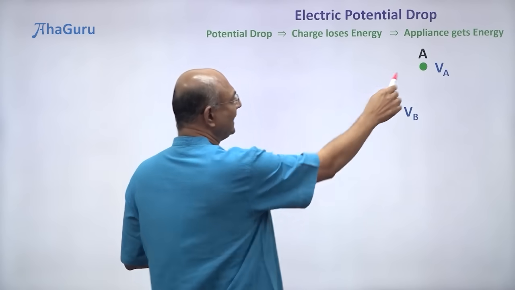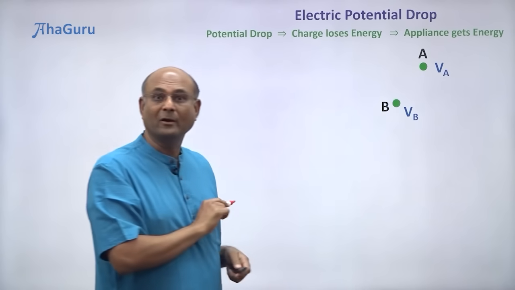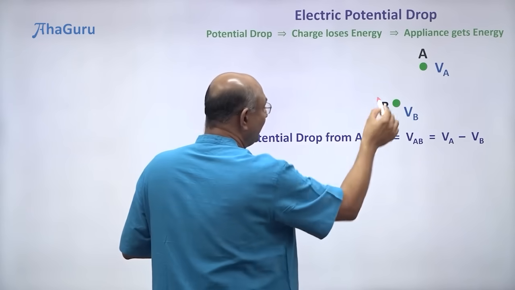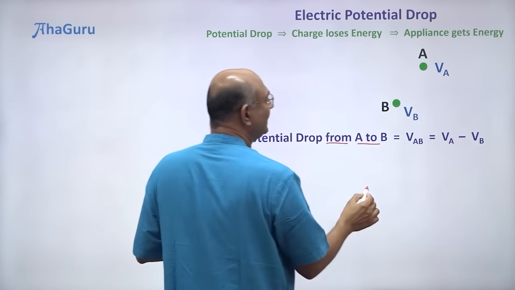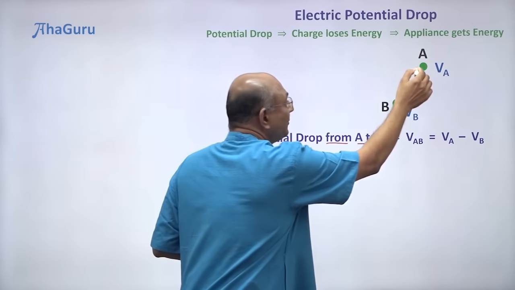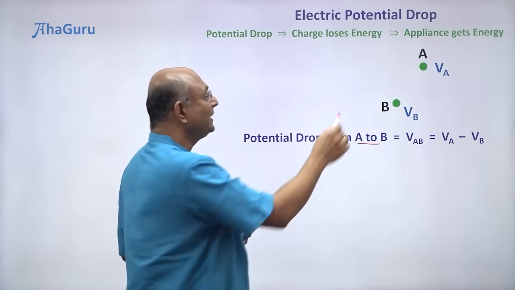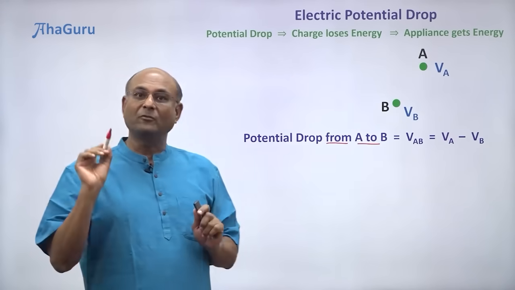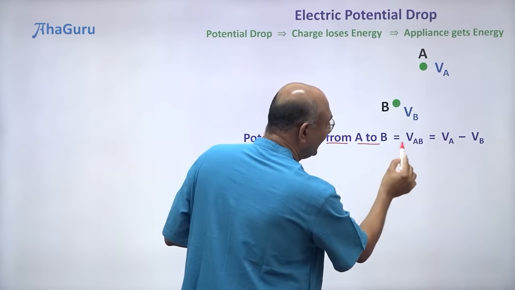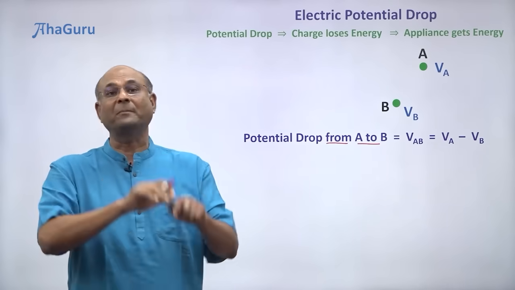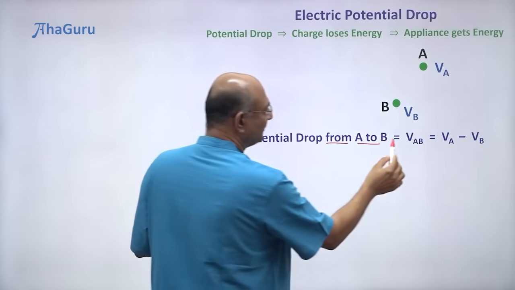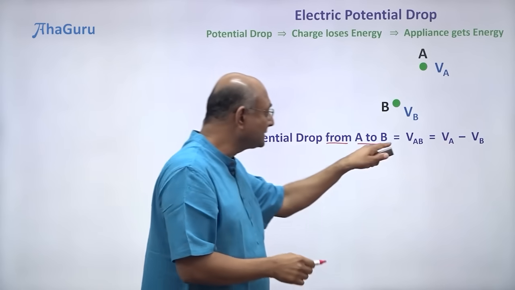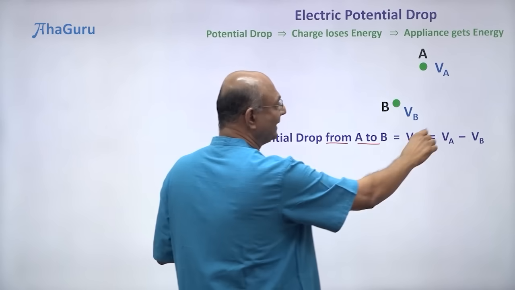Let me take 2 points, A and B, with potentials VA and VB. What is the definition of the potential drop? Well, if you're going from A to B, the potential drop is this potential minus that potential, VA minus VB. So that is the potential drop from A to B. We use this symbol VAB to talk about the potential drop from A to B. The first letter is telling you where you are starting, the second letter is telling you where you are ending. So VAB means from A to B, and that is VA minus VB.